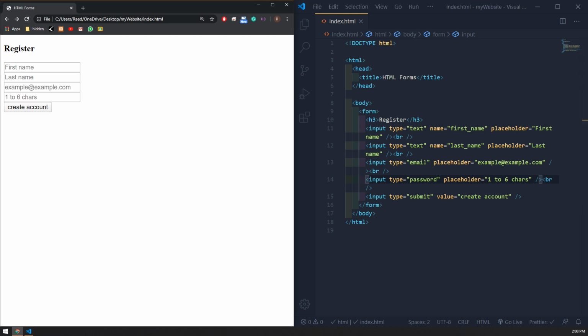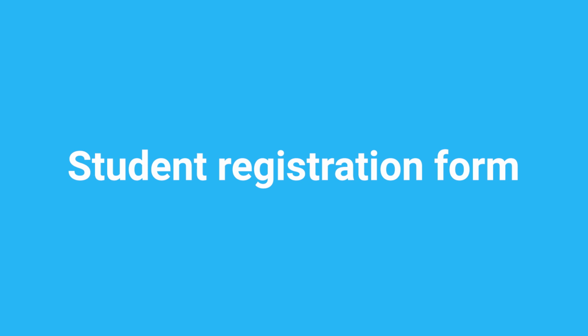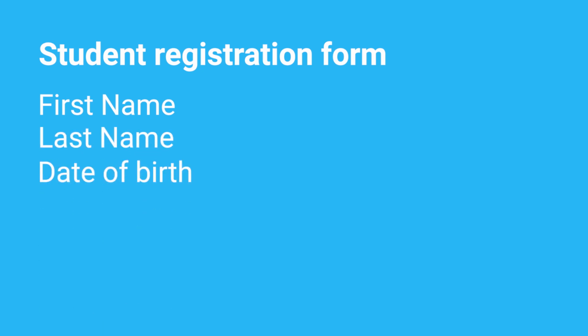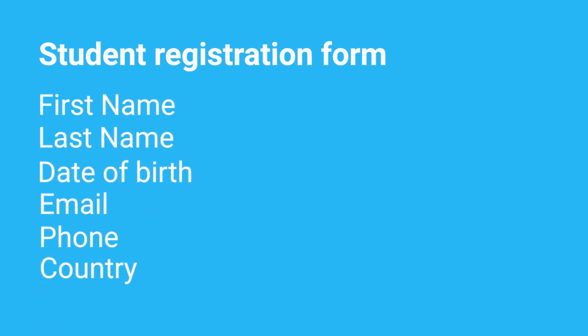Now that we have learned all about forms, I want you to go ahead and try to build your own registration form, a student registration form. You can do this with the help of the reference added below in the description. The form should include first name, last name, date of birth, email, phone, and country or nationality.